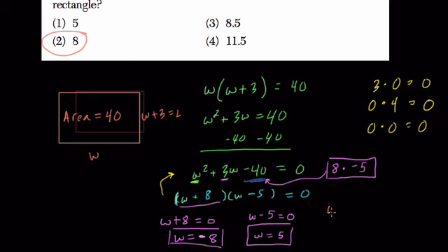So you can test this out, width by length. What happens when we multiply them? We should get 40. Well, the width is 5, the length is 3 more than that, or 8, and that works. 5 times 8 is 40, so we found it.